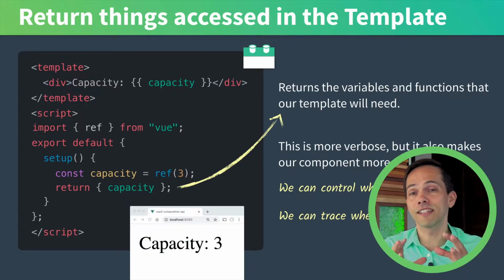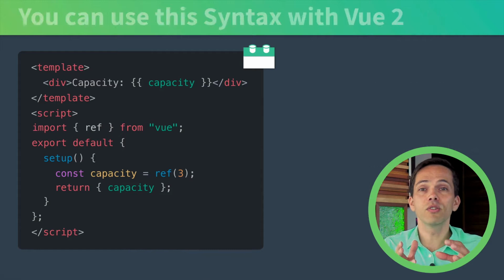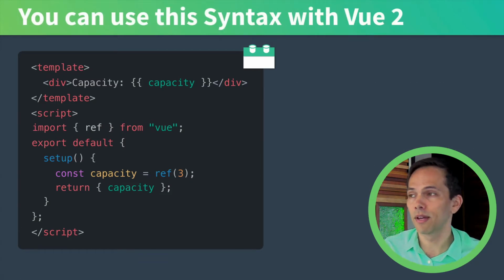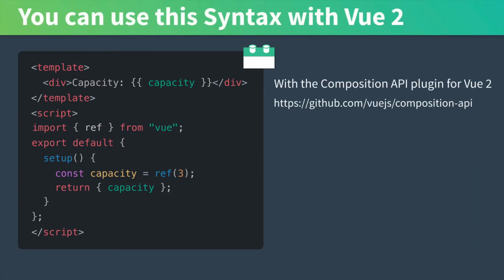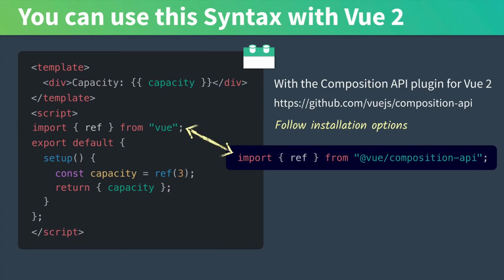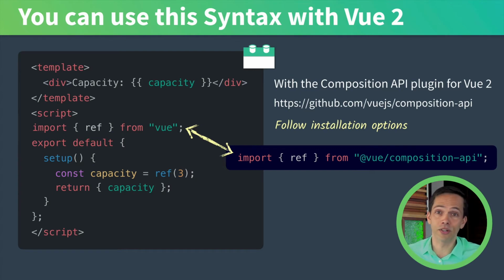It's worth mentioning that this composition API syntax you can use in a Vue 2 app by using this plugin for Vue 2. You'll want to follow the installation options on the GitHub page, and then instead of importing from Vue, you instead import from @vue/composition-api. This is how I tested all the code I'm showing you.